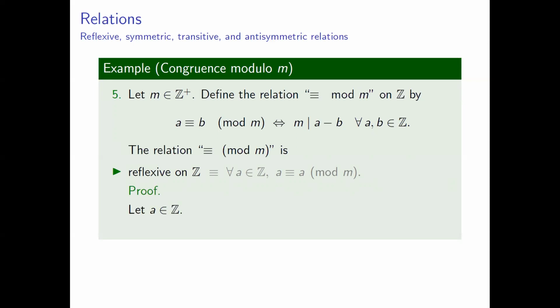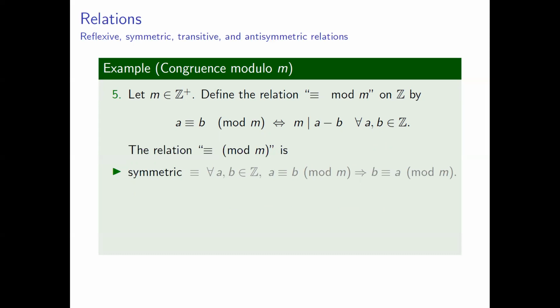Indeed, let A be an arbitrary integer. Then A minus A equals 0, which is equal to 0 times M. So M divides A minus A. Therefore, A is congruent to itself modulo M.